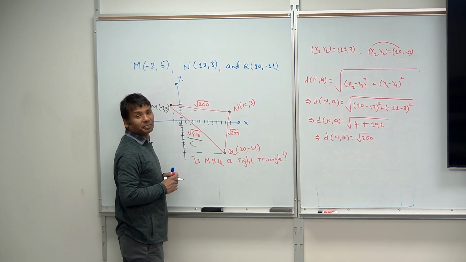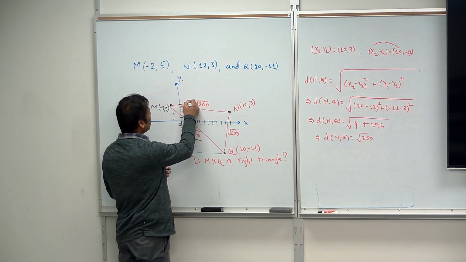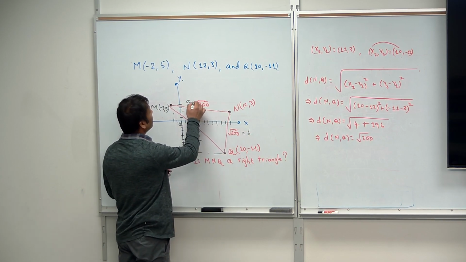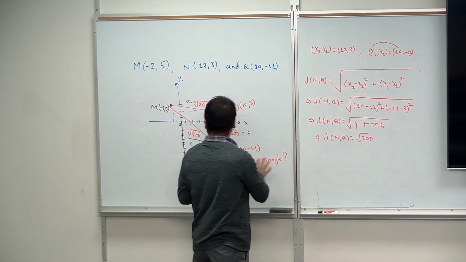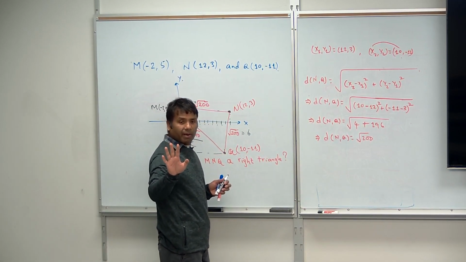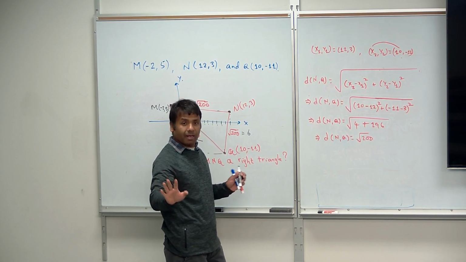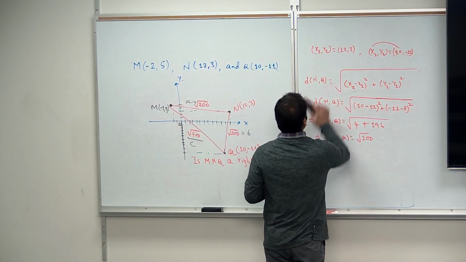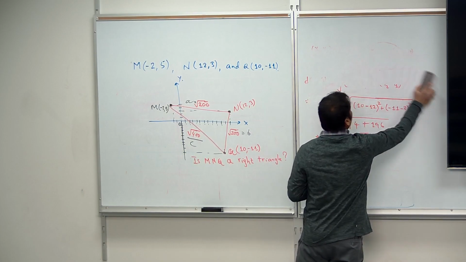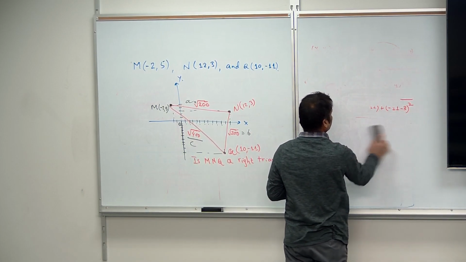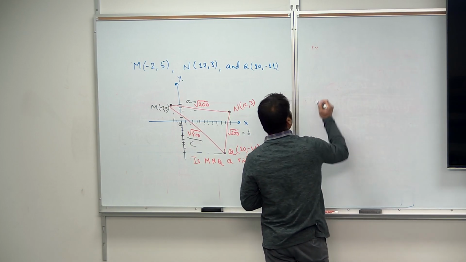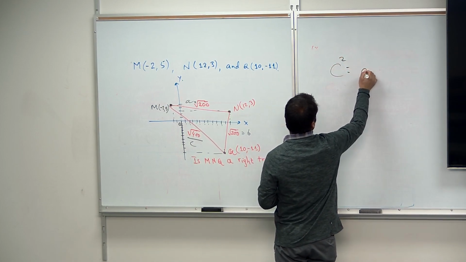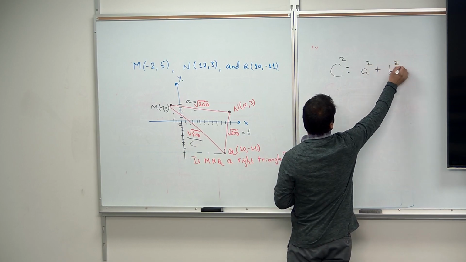Hypotenuse. Is that right? And you can consider this side A and this side B, whatever. Now, let's see whether it satisfies the Pythagorean theorem or not, okay? So the Pythagorean theorem, remember, you have c square equal to a square plus b square.